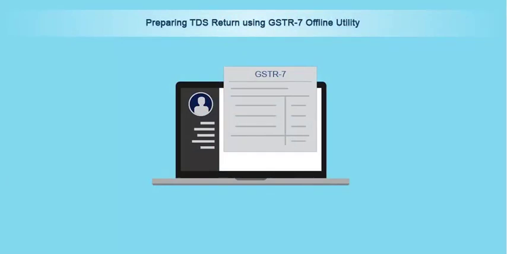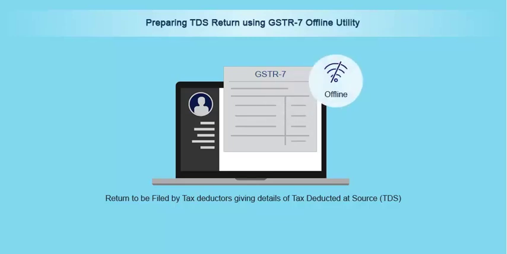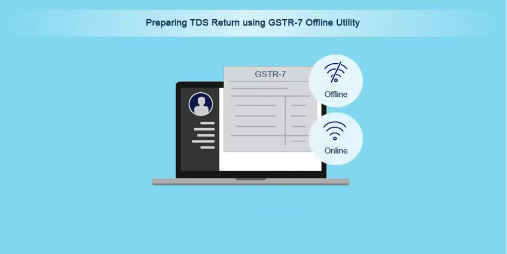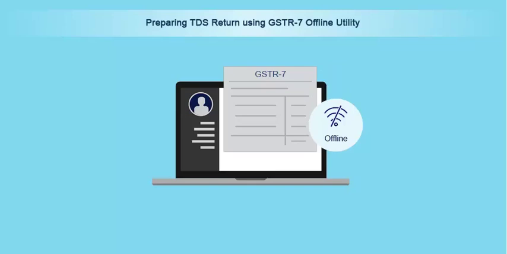Form GSTR 7 is a return to be filed by tax deductors giving details of tax deducted at source, also called in short as TDS, paid at the time of making payment to suppliers. Form GSTR 7 can be filed using the offline utility or directly online on the GST portal. Let's learn how to file GSTR 7 using the offline utility.